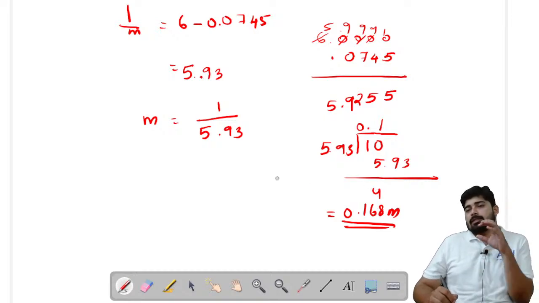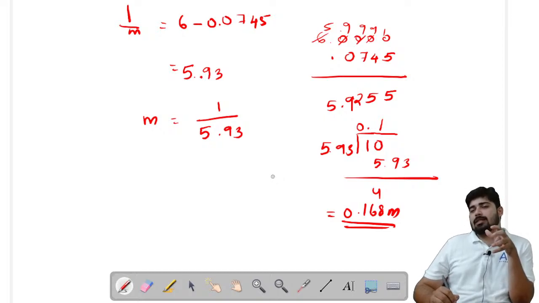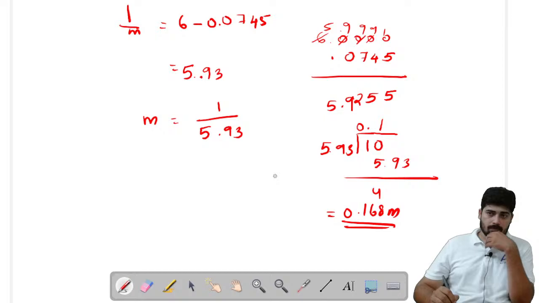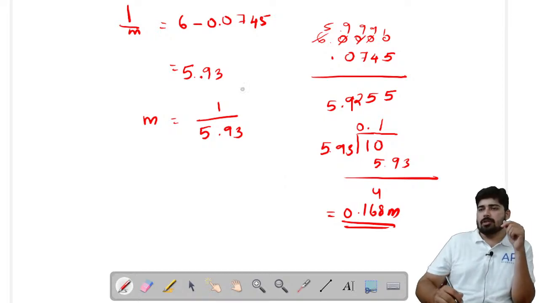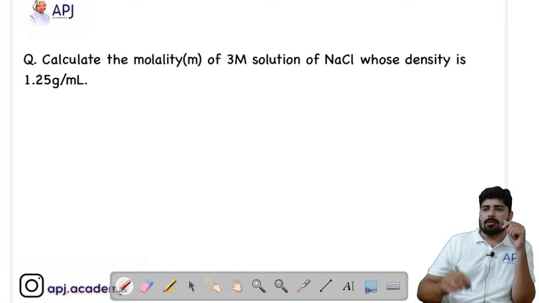Hope this is clear. And see students, by using this equation it has become so much easier. If you use the normal equations to find out the molality, it will be very difficult and a very lengthy process. So in order to shorten that lengthy process, we are using this formula. Right. Now let's do another one.